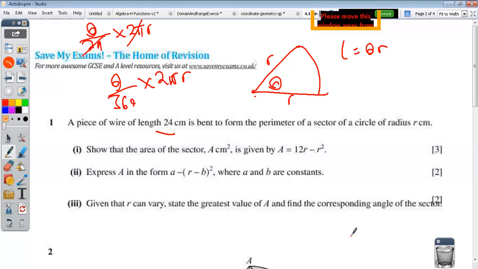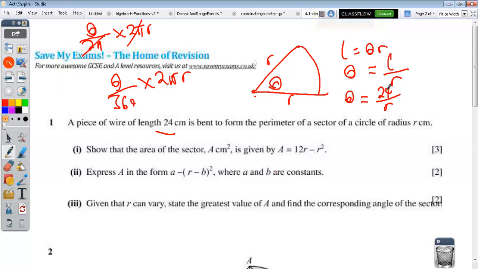Clear? Which means what is theta? Theta is equal to the length divided by what? By the radius. And what is the length in this question? It's 24 over what? Over that. So that's our theta here: 24 over our radius. Okay.